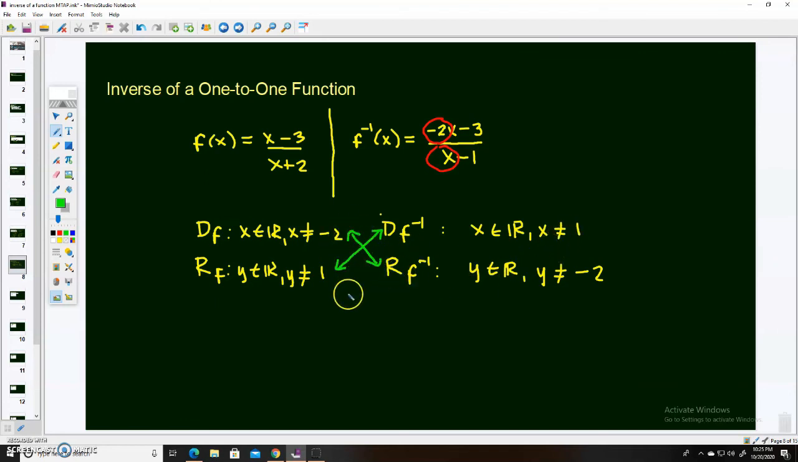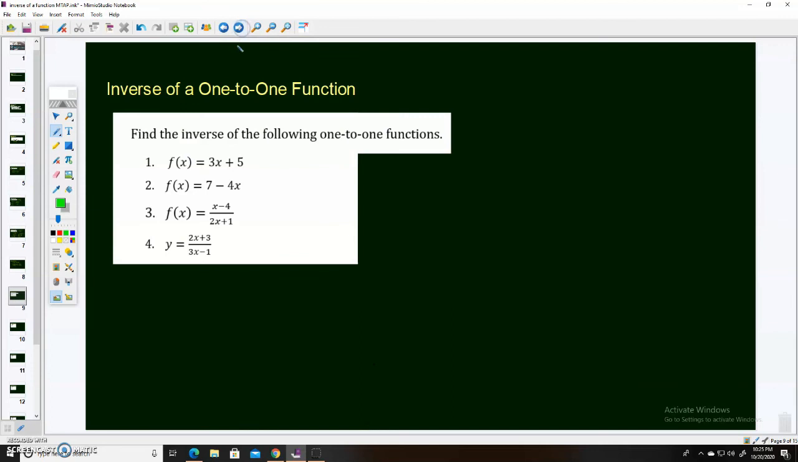This will only happen if you have functions that are inverses of each other, and it will only happen if you get the inverse of a one-to-one function. Now, for practice, find the inverse of the following one-to-one functions.